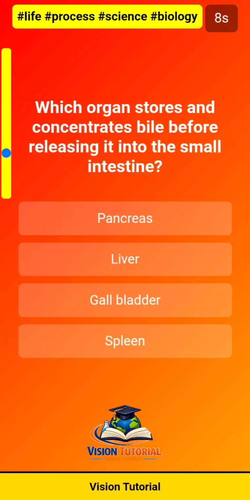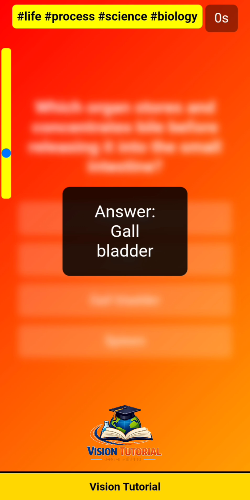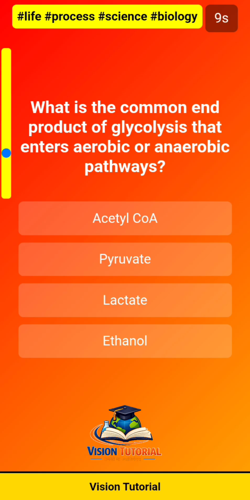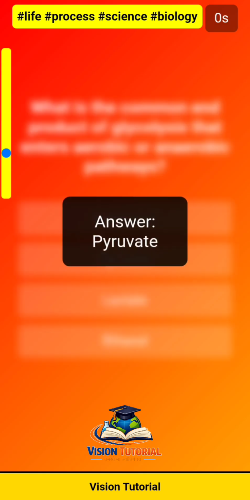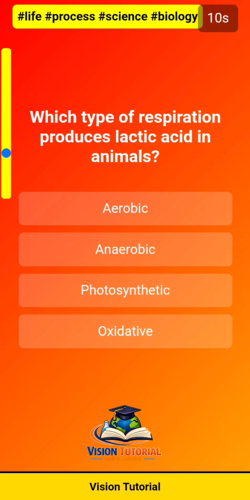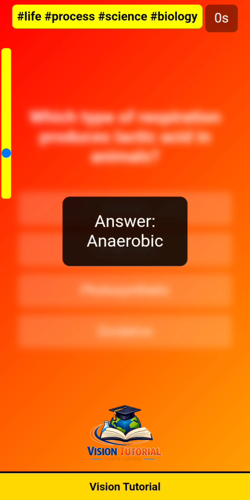The question is, which organ stores and concentrates bile before releasing it into the small intestine? Answer: gallbladder. The question is, what is the common end product of glycolysis that enters aerobic or anaerobic pathways? Answer: pyruvate. The question is, which type of respiration produces lactic acid in animals? Answer: anaerobic.